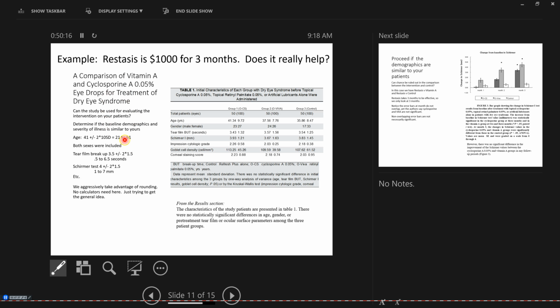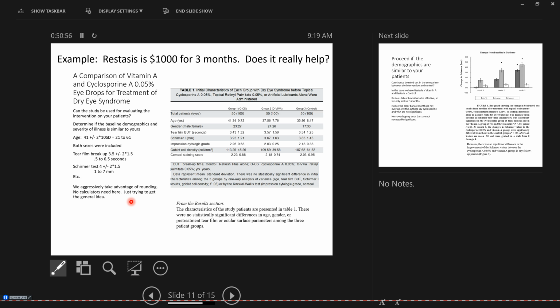So when we look at this paper, we notice that the mean age was 41 plus or minus 10. So the appropriate age range is like 21 to 61. Both sexes were included. The tear breakup time was 3.5, so it was between 0.5 to 6.5 seconds and so forth. Now, yes, we did this with the Travitan study.